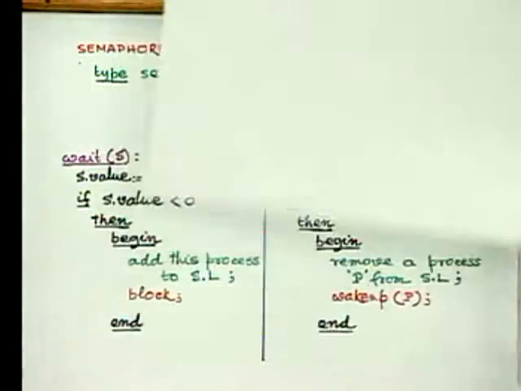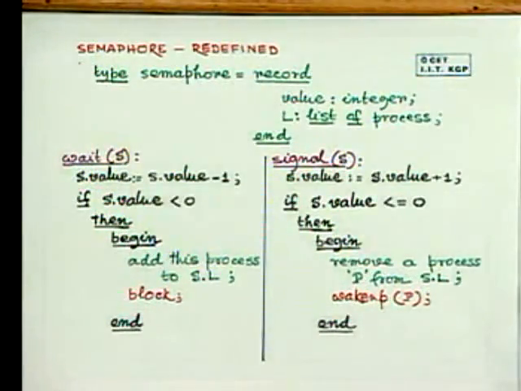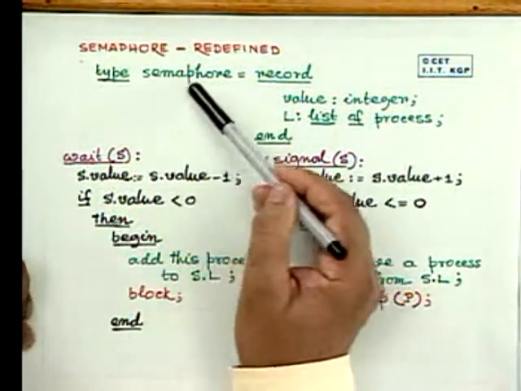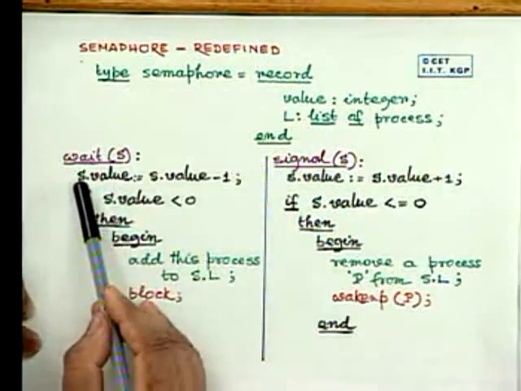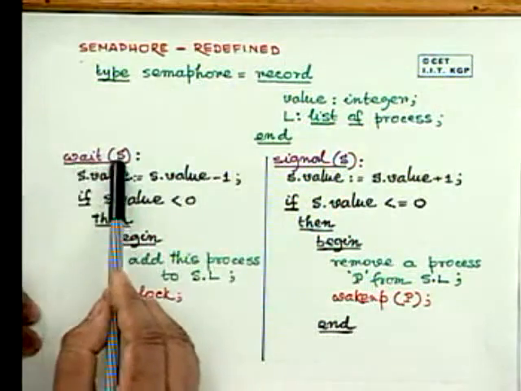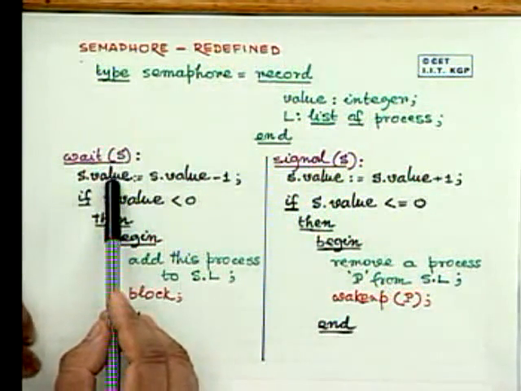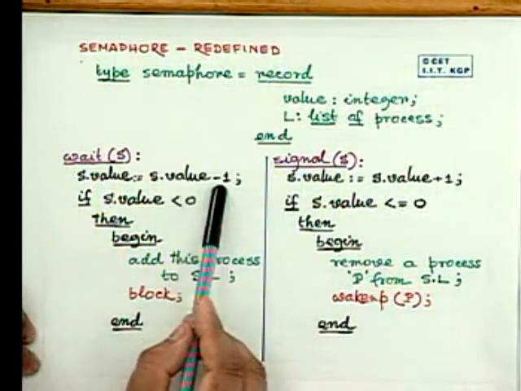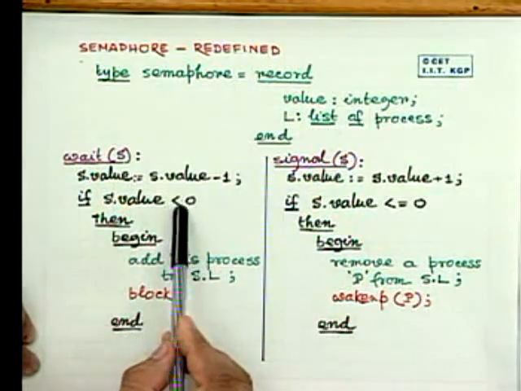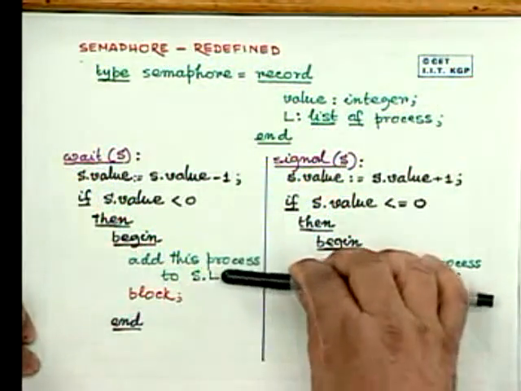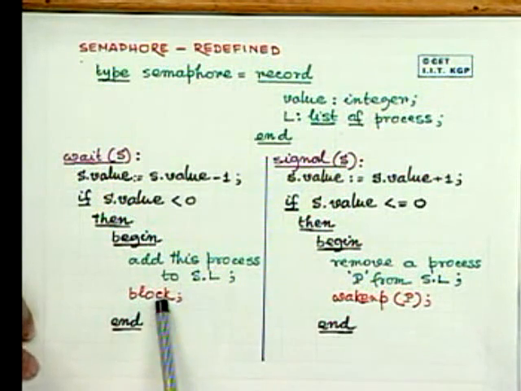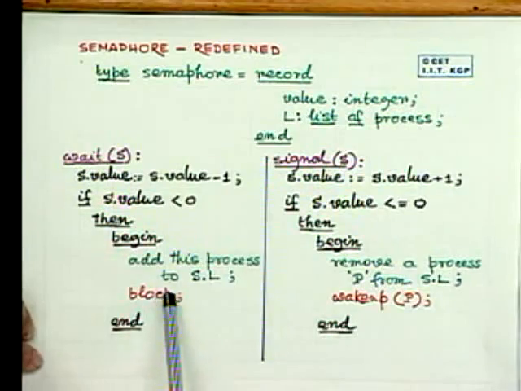Now let us see what wait and signal definitions we give on this semaphore type. Let S be a variable of type semaphore. Here wait S has been defined such that the value part of S, that means S.value, is decremented by 1. Now if it is found that S.value is less than 0, then this process is added to S.L and it calls a system call to block itself. That means it goes to the sleep state.